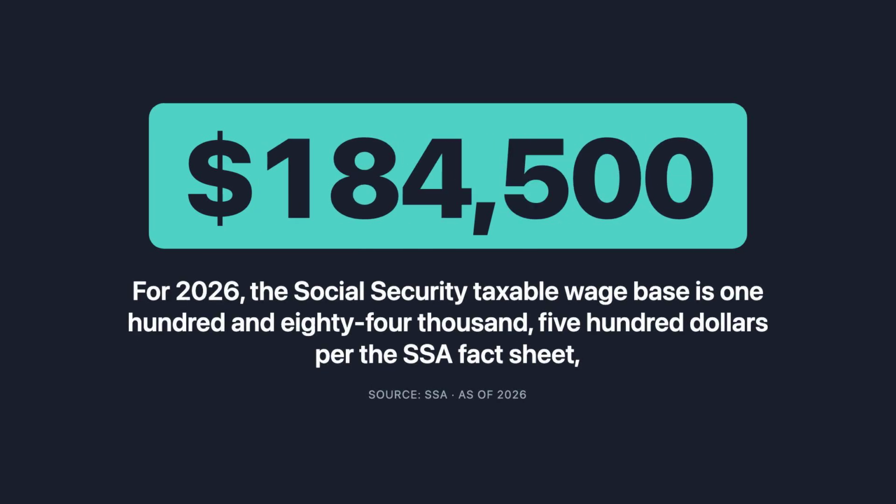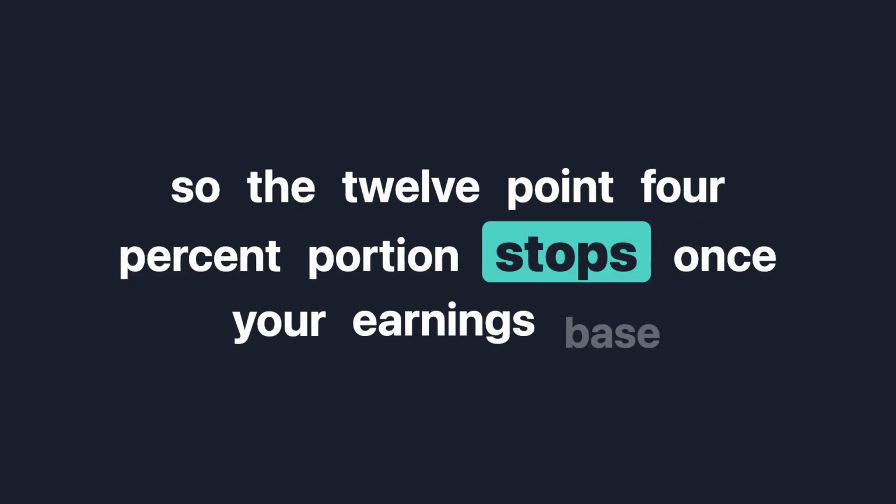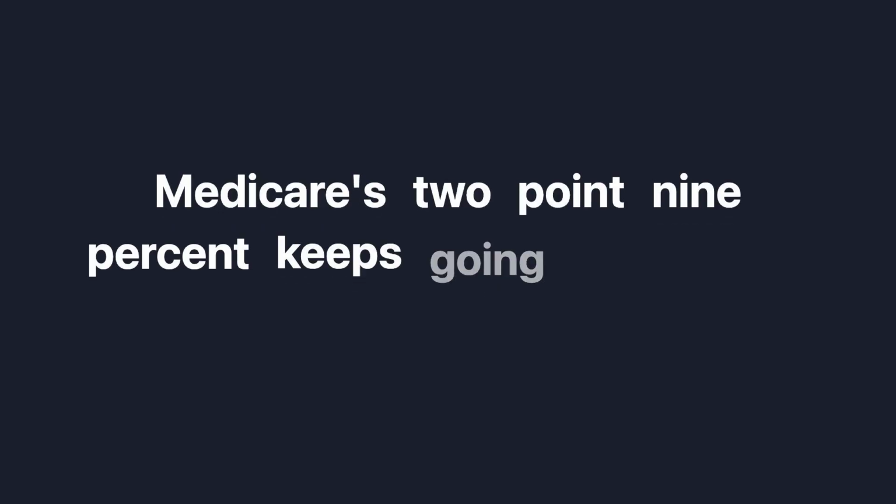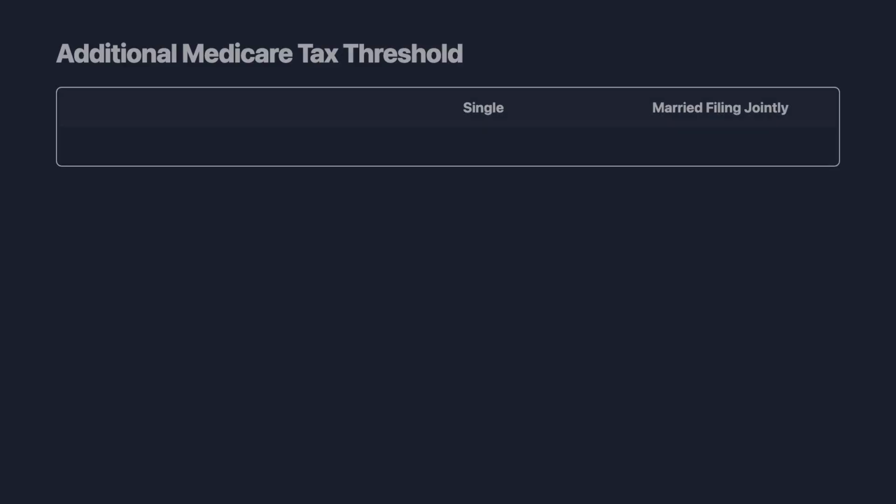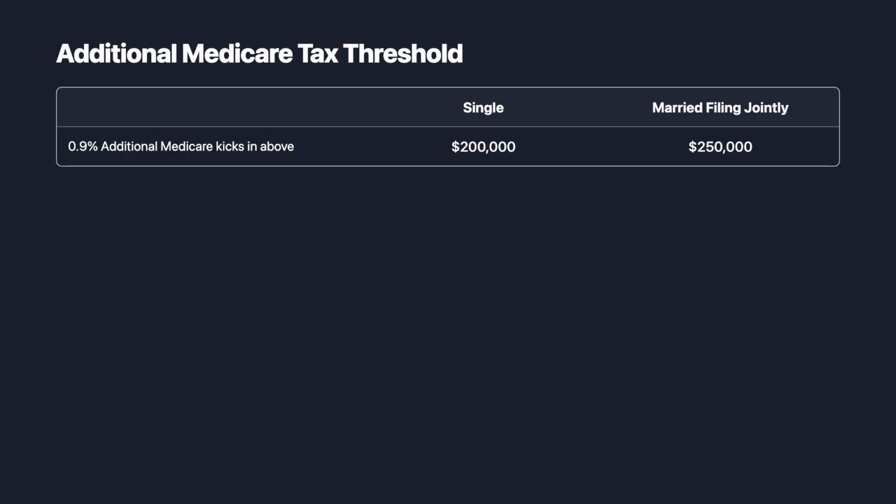The Social Security piece has a ceiling. For 2026, the Social Security taxable wage base is $184,500 per the SSA fact sheet, so the 12.4% portion stops once your earnings base hits that. Medicare's 2.9% keeps going forever. No cap. And if your self-employment income clears $200,000 single or $250,000 married filing jointly, an extra 0.9% additional Medicare tax kicks in on top.